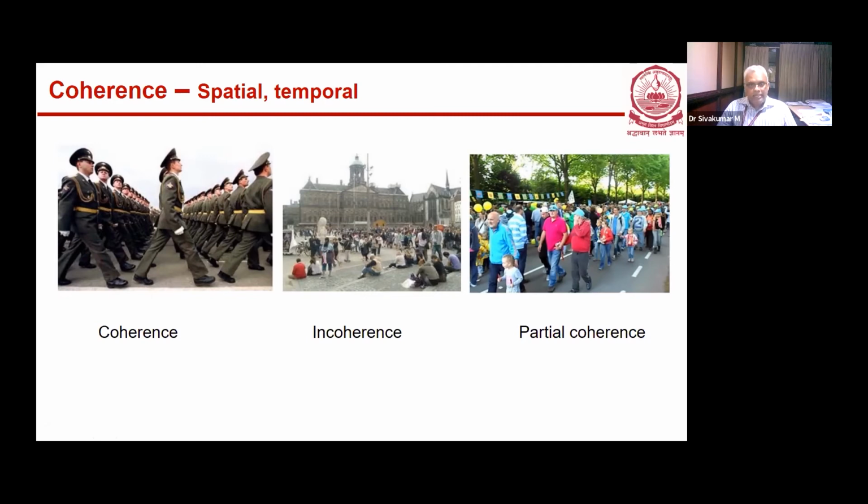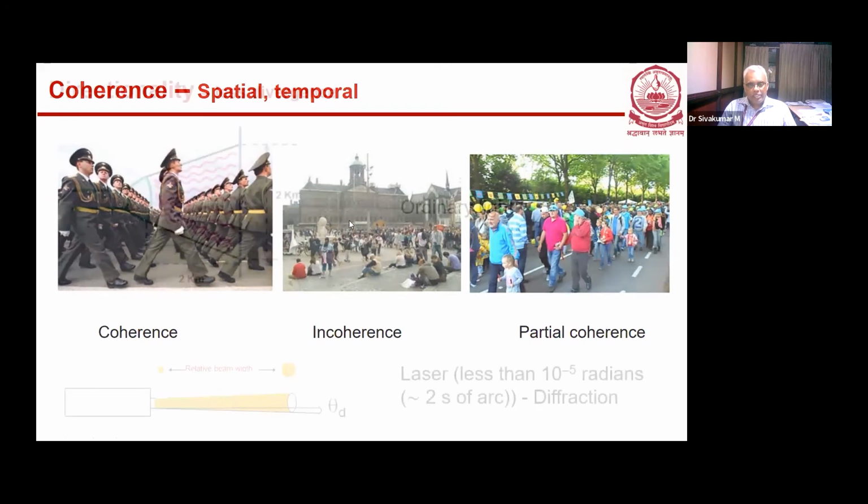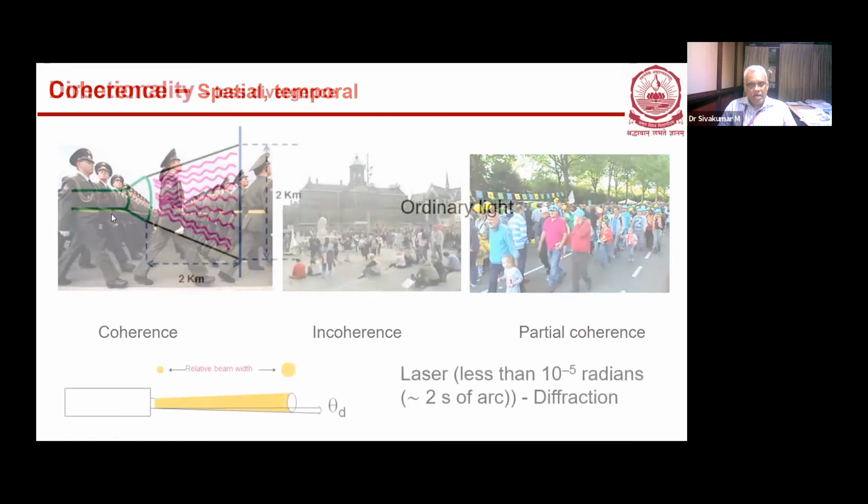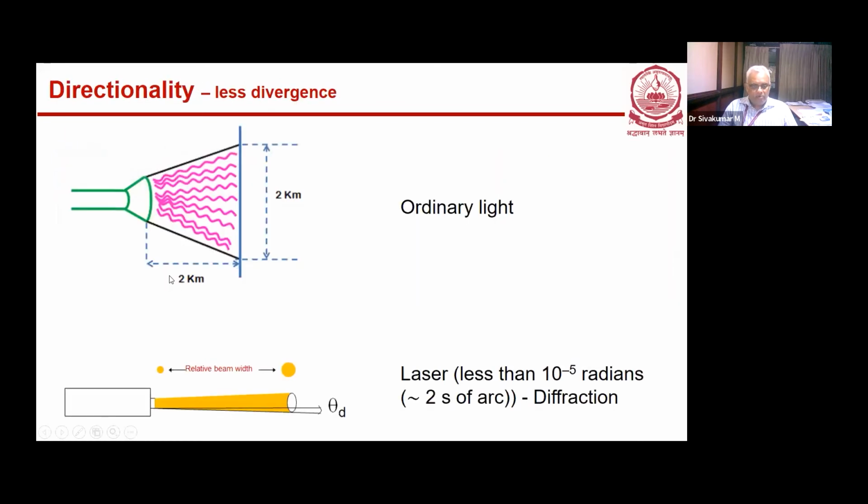Okay. Right. The next one is directionality. As I told you, this first one is a torchlight. If you just switch on the torchlight, typically a 2 kilometer torchlight or some other flashlight, you can see the divergence is much higher. So it will also, the size is 2 kilometer.